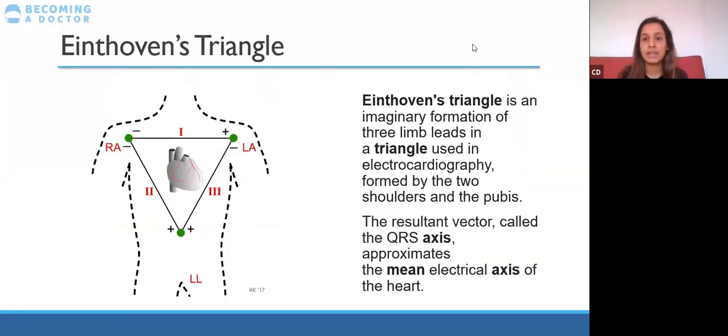Okay, so now we're just going to quickly go over Einthoven's triangle. This is an imaginary formation of the 3 limb leads in a triangle, which is used for ECGs.